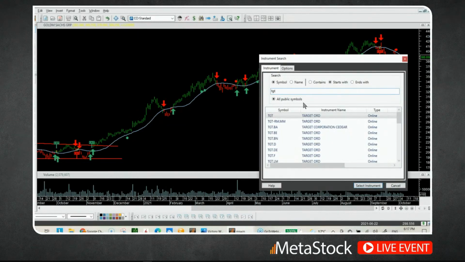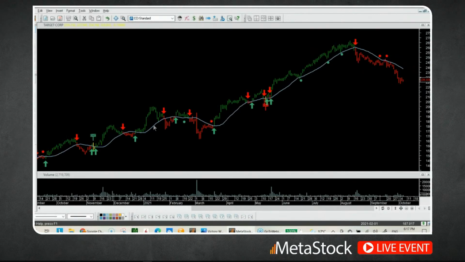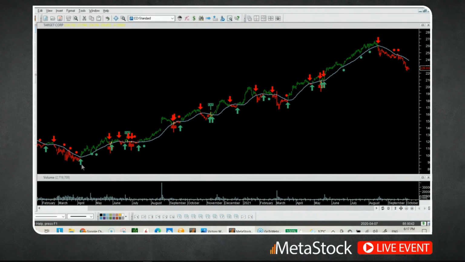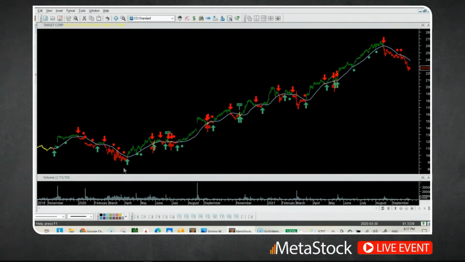Target has been trending for quite some time here. If we go back and I bring in more data, you can see that Target has really done well, going way back.